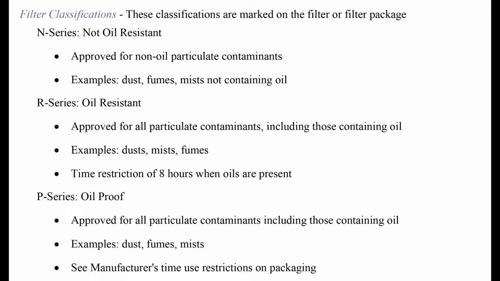N series, not oil resistant, approved for non-oil particulate contaminants. Examples: dust, fumes, mist, not containing oil. R series, oil resistance, approved for all particulate contaminants including those containing oil. Examples: dust, mist, fumes, time restriction of 8 hours when oils are present. P series, oil proof, approved for all particulate contaminants including those containing oil. Examples: dust, fumes, mist. See manufacturer's time use restrictions on packaging.